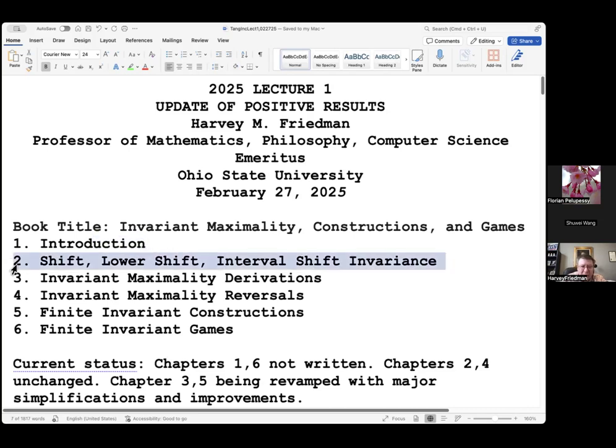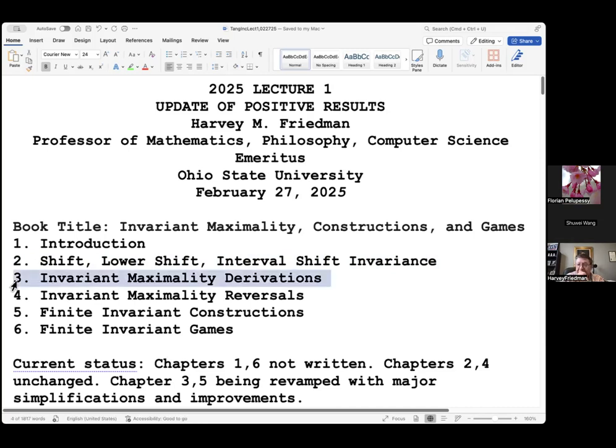The second chapter is the stuff about core math with the piecewise linear maps and semi-algebraic maps, and invariance notions that are closely related to the invariance notions in invariant maximality in the main subject. This has not really been changed. We won't go over this today.